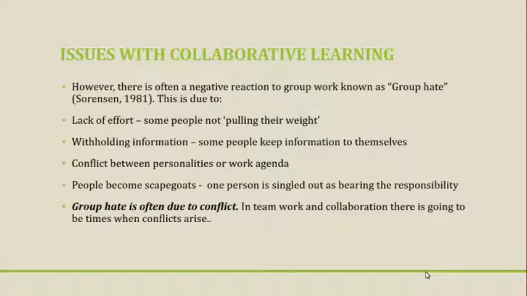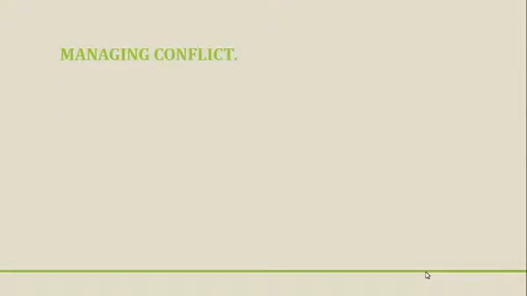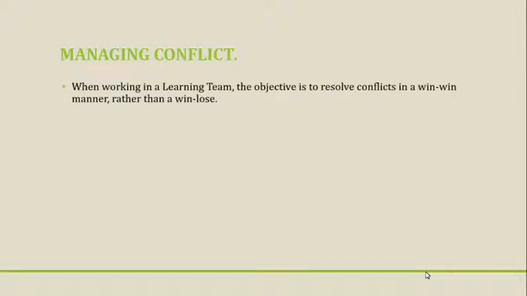Group hate is often due to conflict. In teamwork and collaboration, there are going to be times when conflicts arise. When working in a learning team, the objective is to resolve conflicts in a win-win manner, rather than a win-lose. If one or more team members take a win-lose approach to resolving conflict, the whole team will suffer, and the real result will be lose-lose.